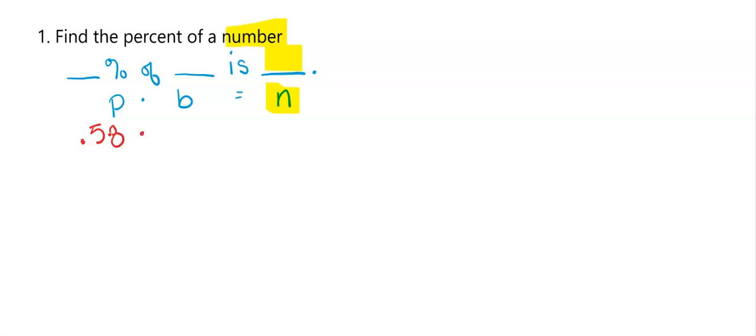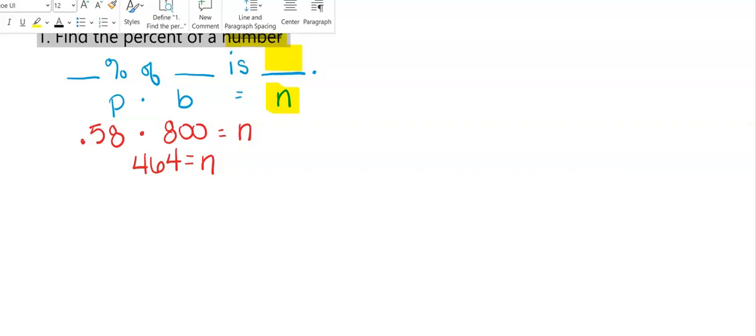Of is times. I do know my original or my base number, which is 800. That's how many I have. I want to know how many of those I sold. I don't know what it is, so that will be my variable N. And when I multiply 0.58 times 800, I get 464. So in this case, I solved for the number, and it is 464 of the original 800 units were sold.